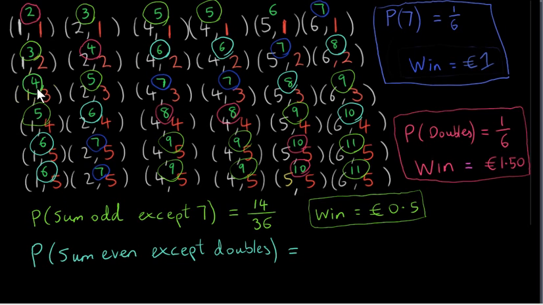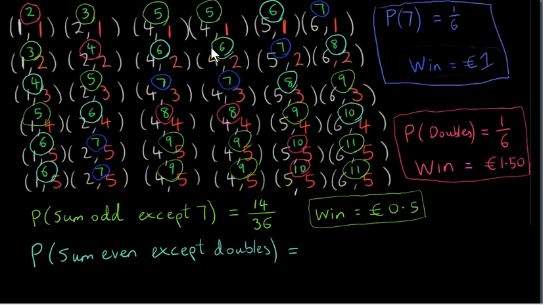So what is this probability? How many outcomes have an even sum except for doubles? 1, 2, 3, 4, 5, 6, 7, 8. Looks like 8. I actually missed one here. You need to be careful here.